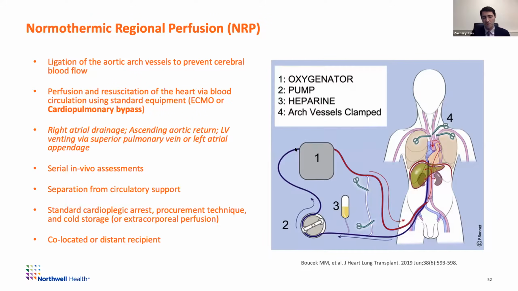And that's going to be important when we talk about how long we are willing to wait on these donors to expire before sending the potential donor back up to the ICU. At the end of the case, so usually we're just waiting on the abdominal team to do their part, but once that happens, we're already divorced from circulatory support. So the heart is beating and supporting the patient just like it normally would. And then we proceed very akin to what a standard procurement would be with cross-clamp, cardioplegic arrest, cardiectomy, and cold storage, or again, potentially extracorporeal perfusion in this case.